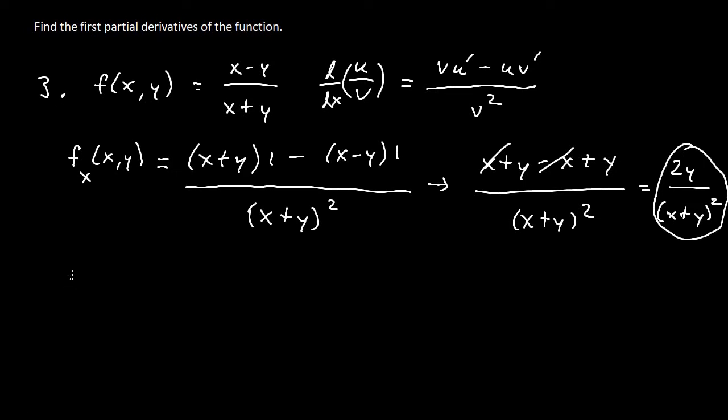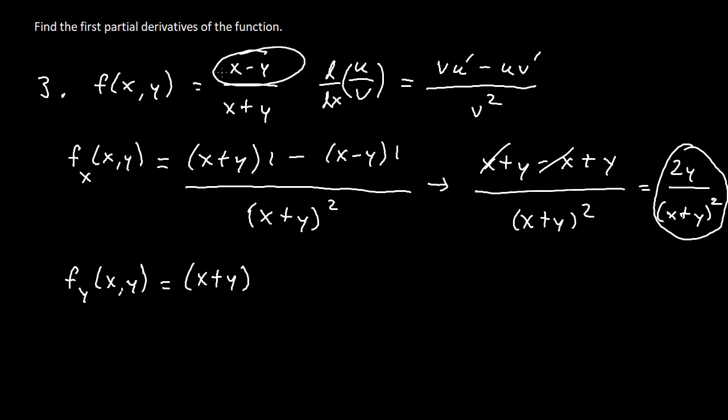So now let's take the partial derivative of f with respect to y. So in this case, y is going to be the variable that we differentiate and x is going to be treated as a constant. So we're still going to use the quotient rule. So we take the bottom function first, so x plus y. So low times the derivative of the top function.